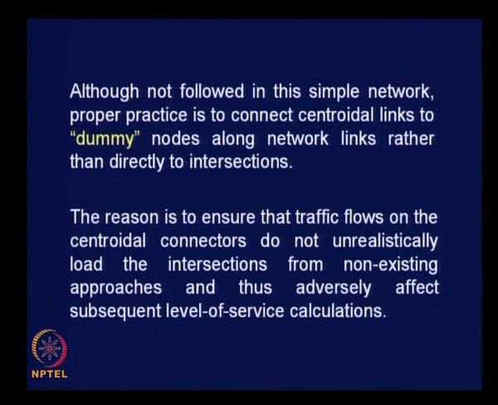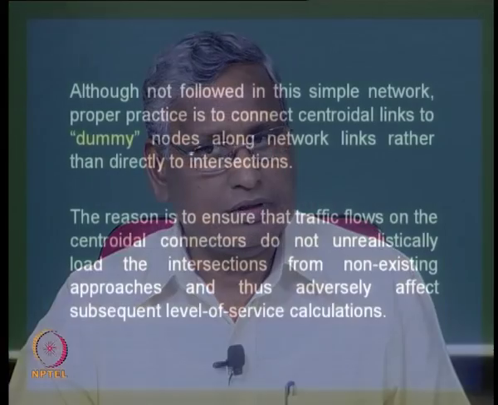The reason, as I said, is to ensure that traffic flows on the centroidal connectors do not unrealistically load the intersections. The loading of the intersection will be unrealistic from non-existing approaches, and thus adversely affect subsequent level of service calculations. You are going to calculate delay at each of the intersections and so on. All these things are linked to the number of intersection approaches and the traffic on each of the approaches, right. So that is the reason why we should not connect the dummy links directly to the intersections.